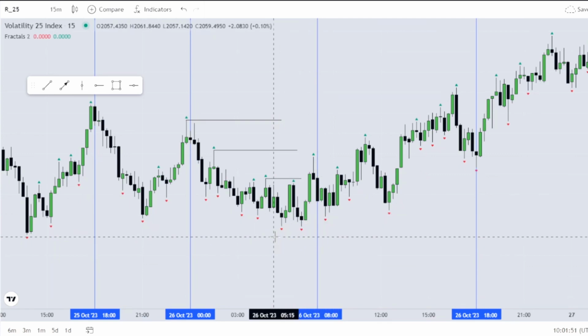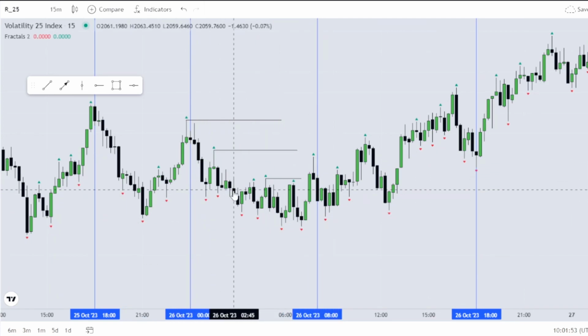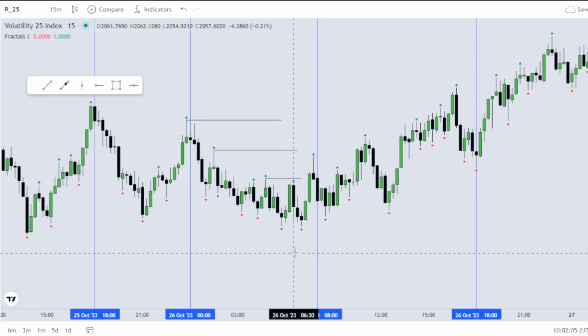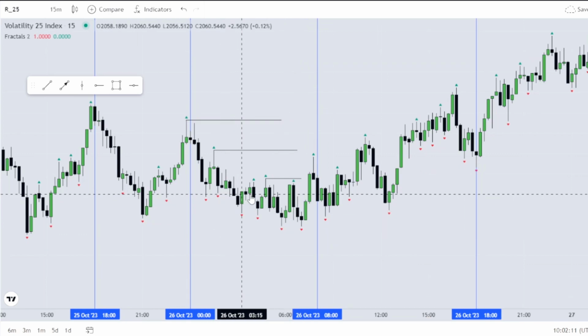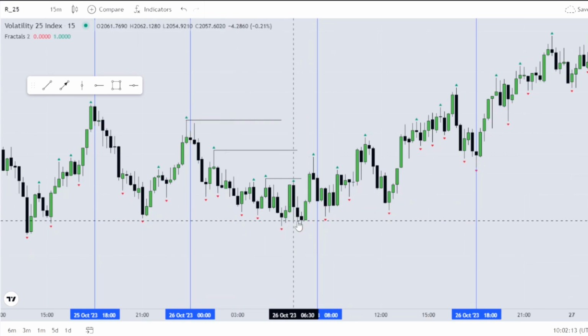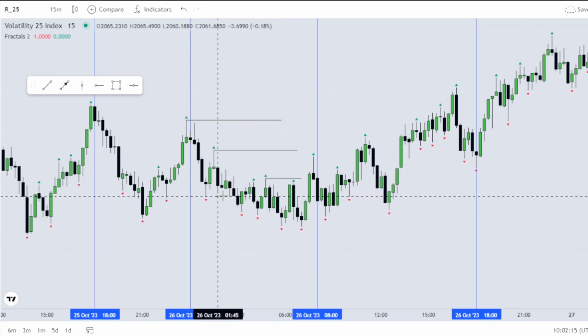All right, so ICT calls these short-term highs, right? These are basically short-term highs, short-term lows down here, but we're going to cover that in our market structure video that I'll create next week. So for now, I just want to show you guys what a market structure shift is.